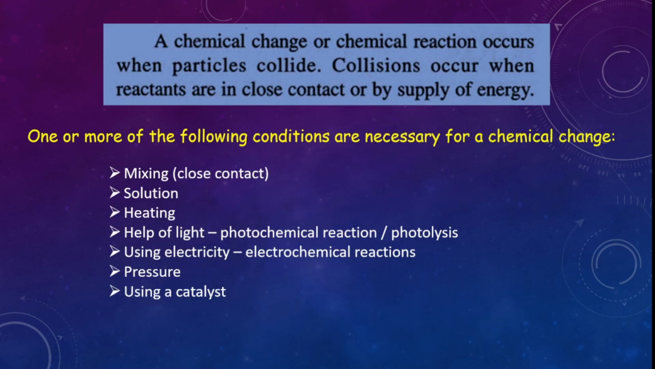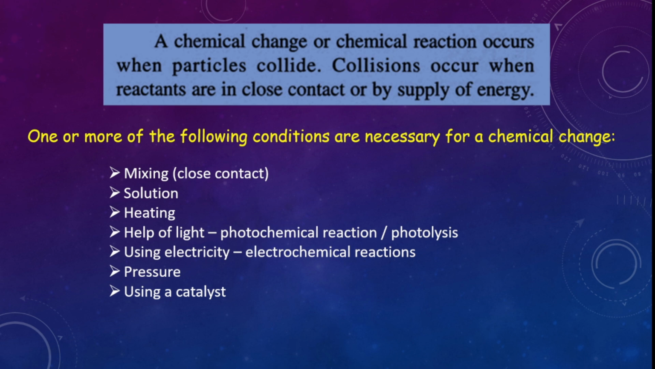Now the next question: how is this possible? How will a chemical reaction take place? In order for a chemical change or chemical reaction to take place, the elements or the particles should collide with each other. If there is collision, then only a chemical reaction will take place. This collision may occur when the reactants are in close contact or by giving energy to them. We give energy by heating them or by keeping them in light. That is how we supply energy, isn't it? Then only a chemical change or a chemical reaction will take place, otherwise no.